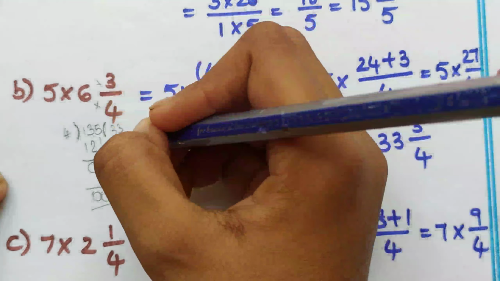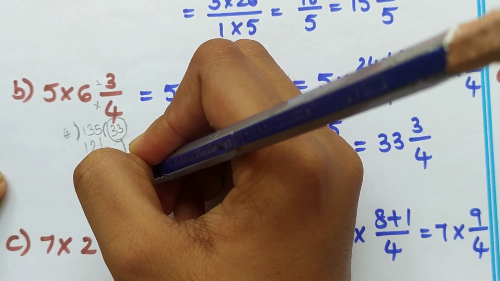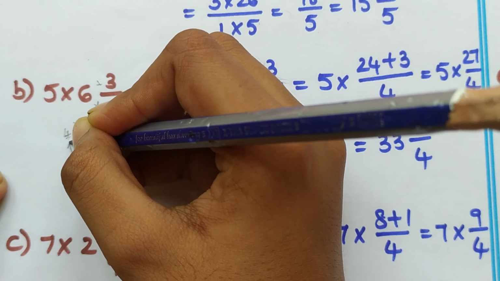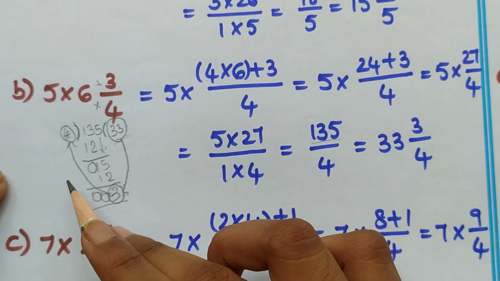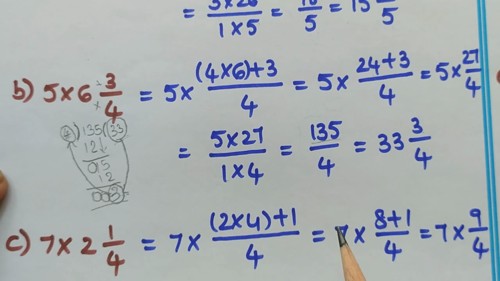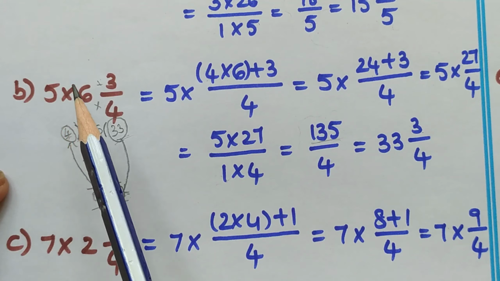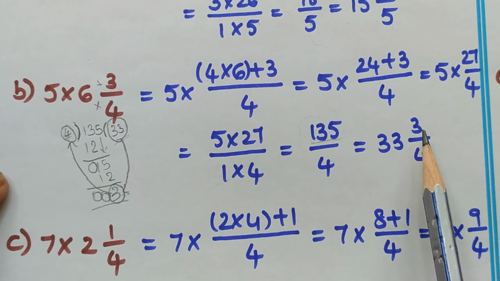Now let us write from right to left. First the 33, then 3, then 4. So it is 33 3 by 4. So by converting 135 by 4 into a mixed fraction, we get 33 3 by 4. So the answer for 5 into 6 3 by 4, that is the b bit, is 33 3 by 4. Is it clear, friends?